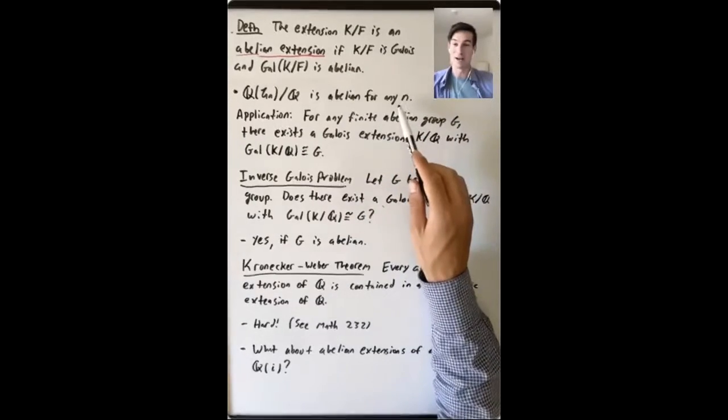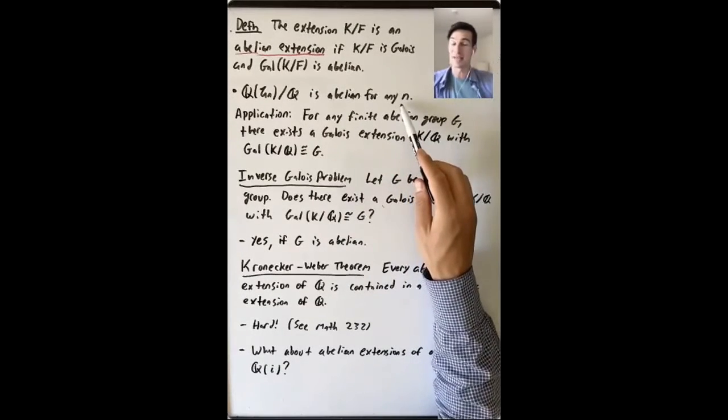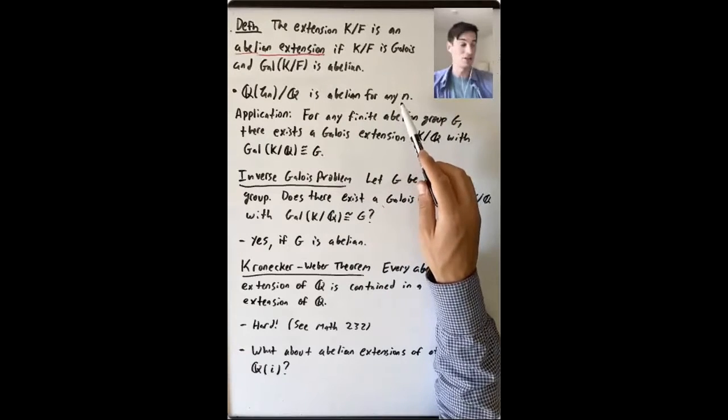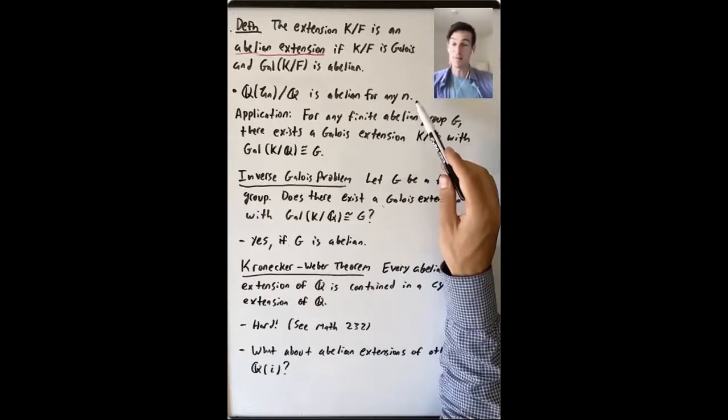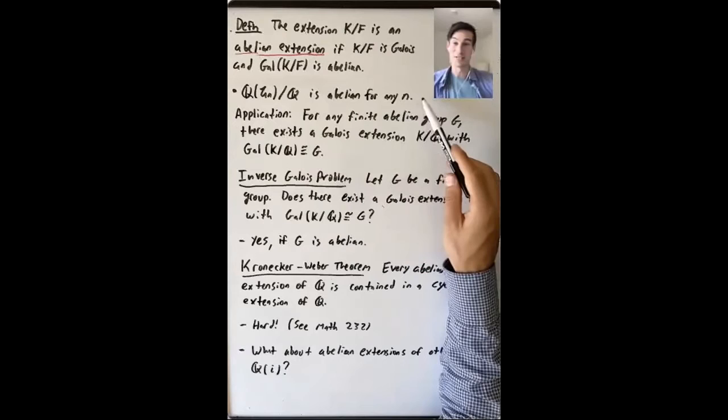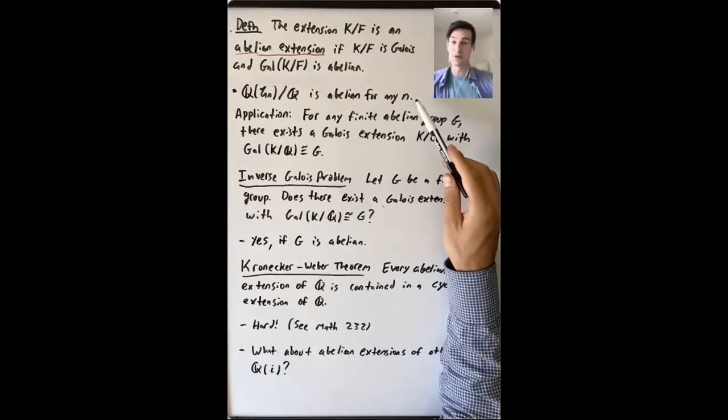So one example that we know is that cyclotomic extensions are abelian. So Q adjoin zeta_n is an abelian extension of Q for any n. Also, subfields of abelian extensions are abelian. This is using the fact that every subgroup of an abelian group is automatically normal.